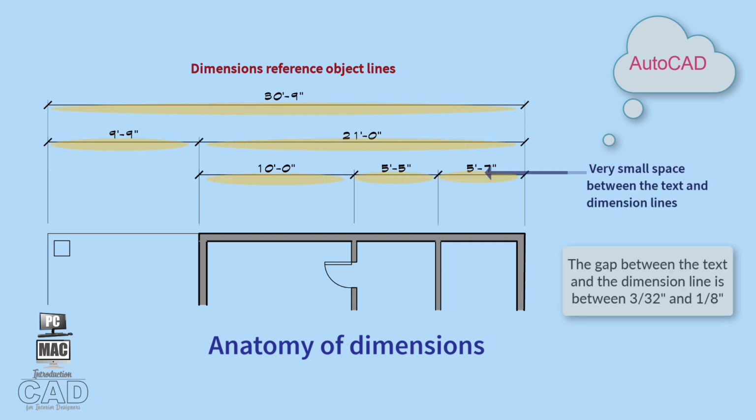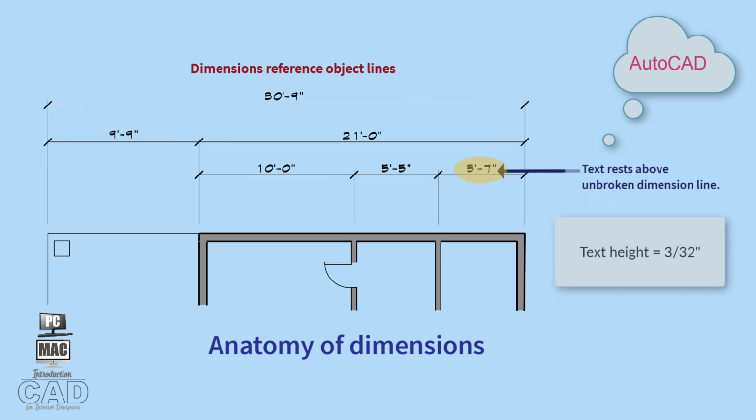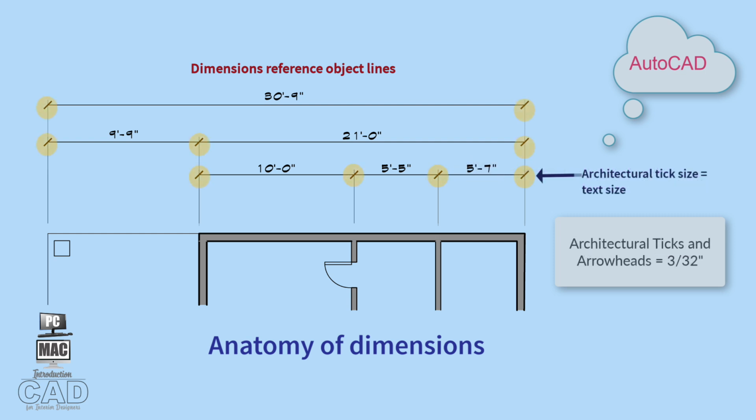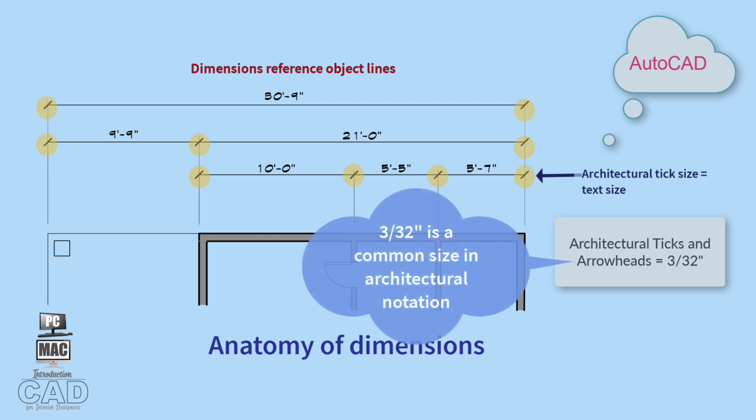The gap between the dimension line and text should be between 3/32 and 1/8 inch. The size of the text should be 3/32 of an inch for dimensions. The size of the architectural ticks and/or arrowheads should be 3/32 to 1/8 inch in size. At this point, you should start to recognize a pattern when selecting sizes for formatting dimensions in AutoCAD.